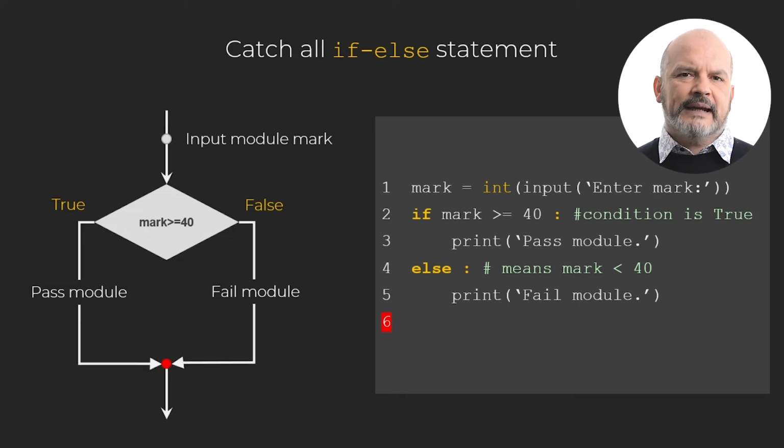Let's look at a second example. Let's assume that the user enters a mark of 25. The condition becomes false as 25 is not greater than 40. We skip line 3 and go directly to the else statement. And then we execute the compound statement of the else clause, in our case, line 5. Once done, the program exits the if-else structure.